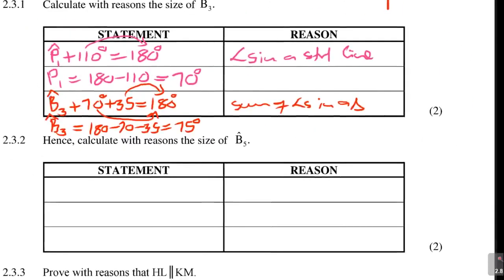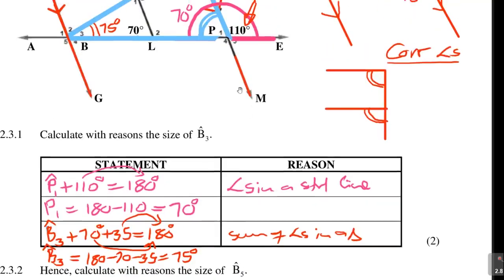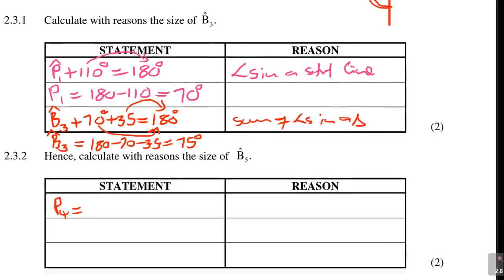And then you're going to say P4 is equal to what? It was supposed to be P2, but let's just write it 110. 110 degrees. What makes us say that? We write them vertically opposite angles. That's the reason. You need to give us a statement and write a reason.